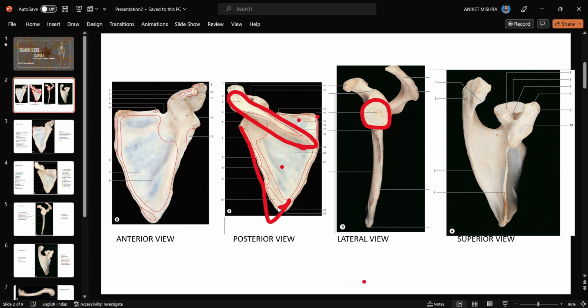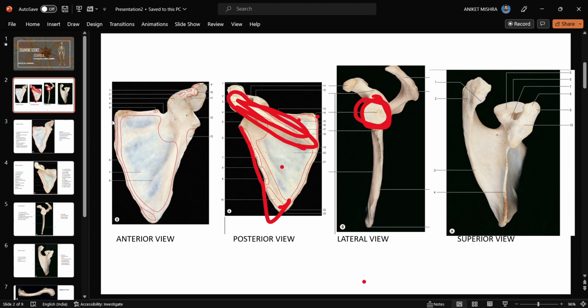So by this method we can determine the side of the scapula. On the lateral view, it has the glenoid cavity. On the dorsal surface, there is a spinous process present. That's all.